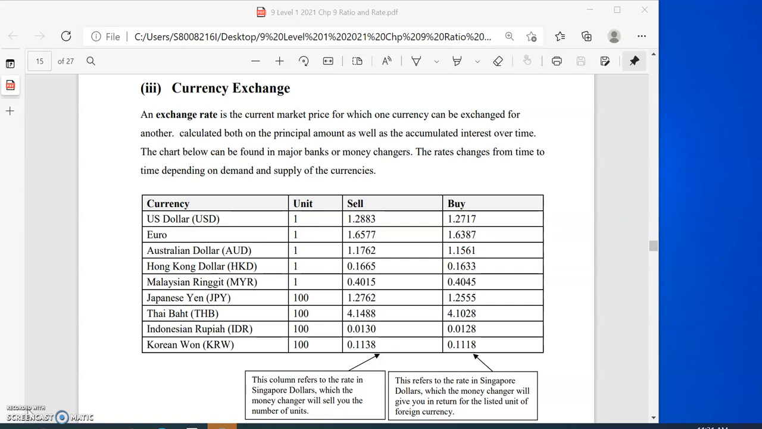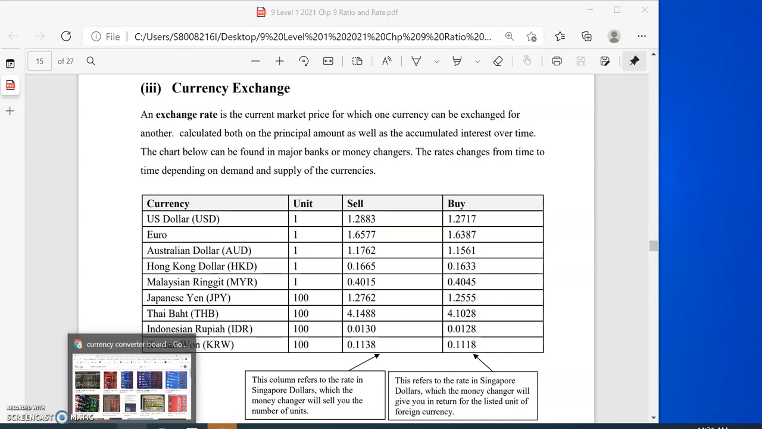In order for this conversion to be done, an exchange rate is introduced. What is an exchange rate? An exchange rate is the current market price for which the currency can be exchanged for another. The rates change from time to time depending on the demand and supply of the currencies.